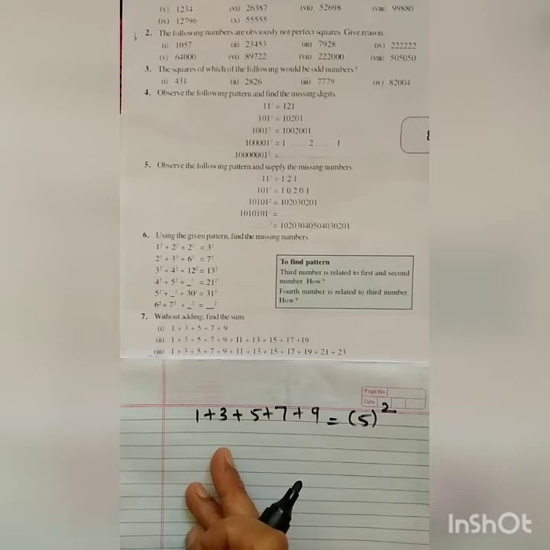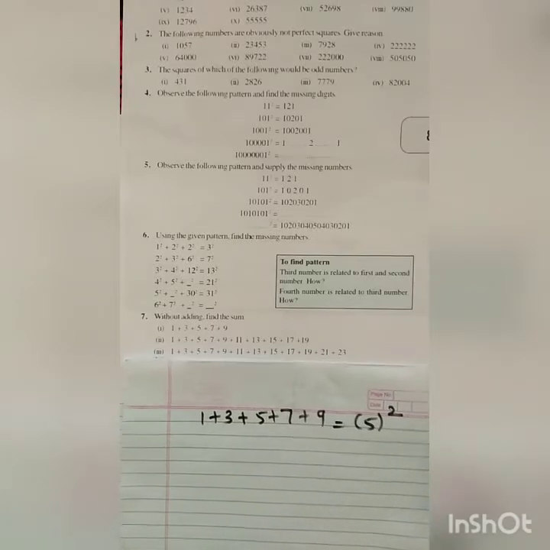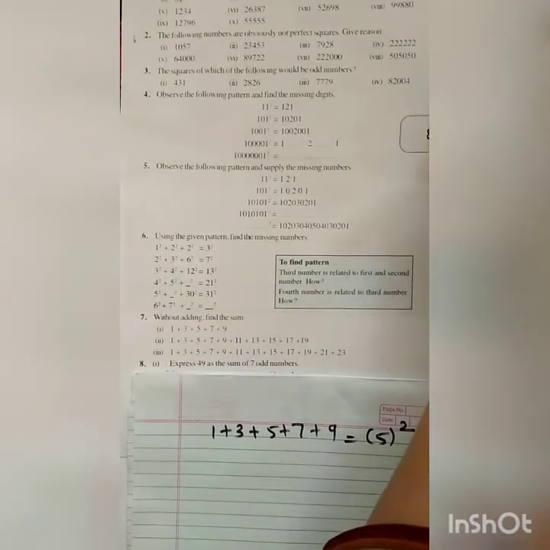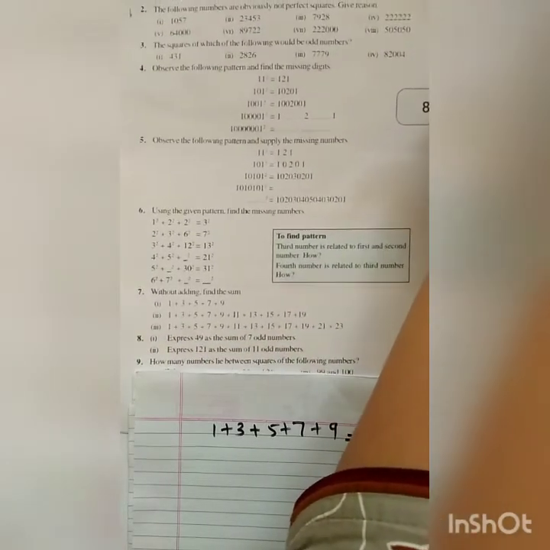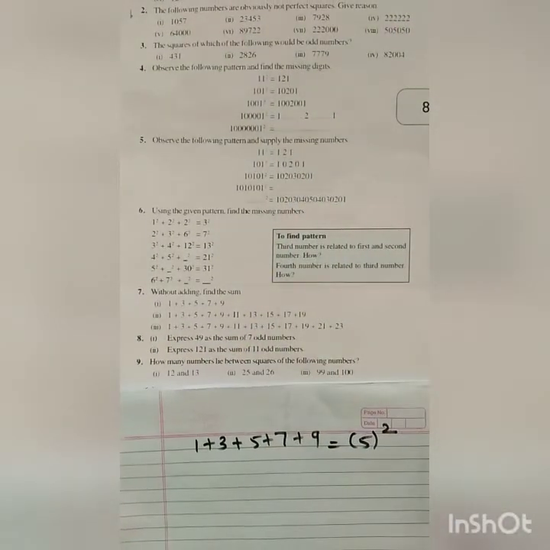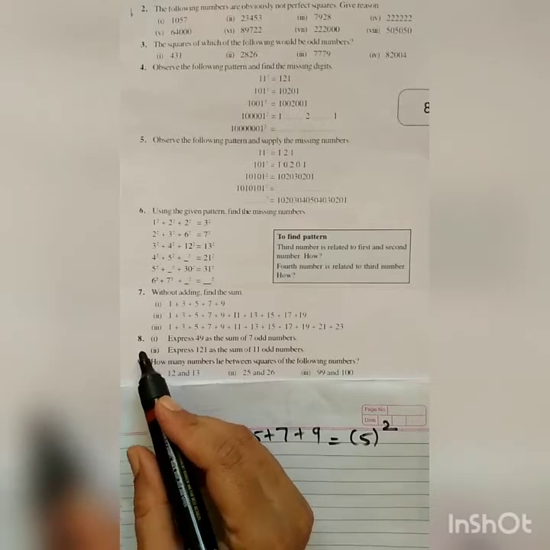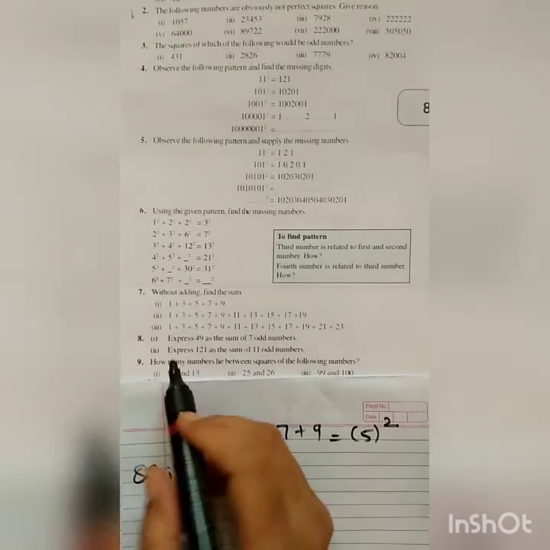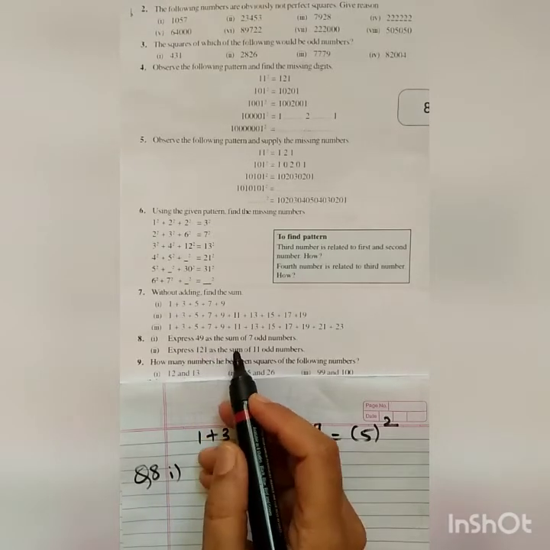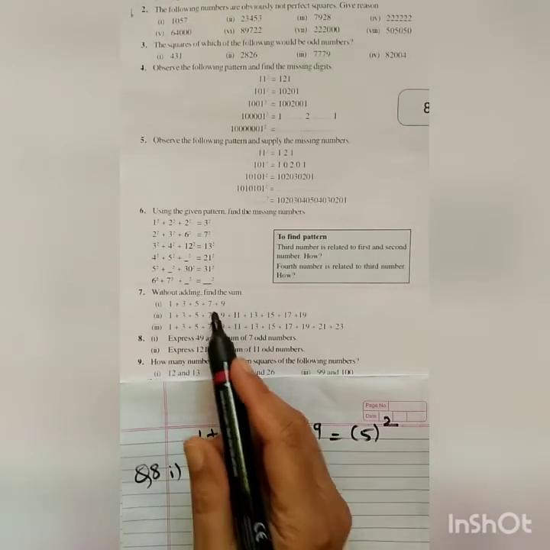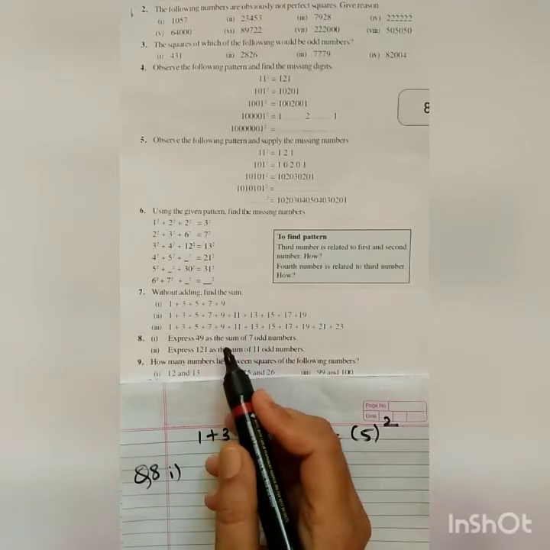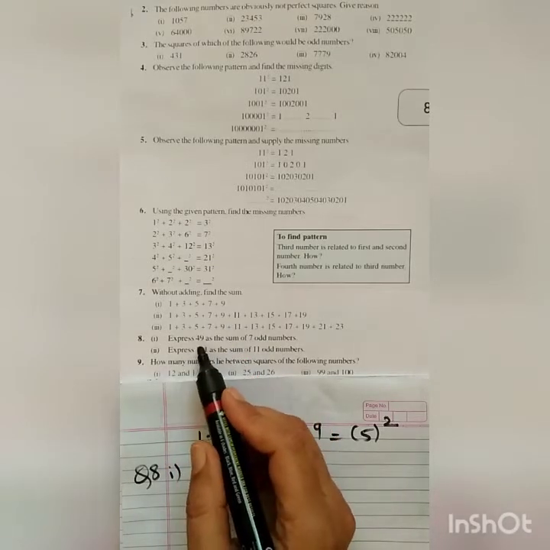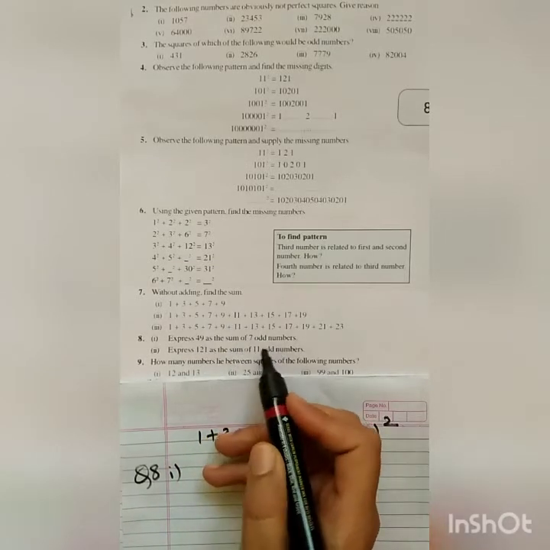You will find that all the questions are easy and based only on the properties of square and square root. Let's see the next question. Question number 8 first. What is the question? Express 49 as the sum of 7 odd numbers. It is the reverse of question number 7.